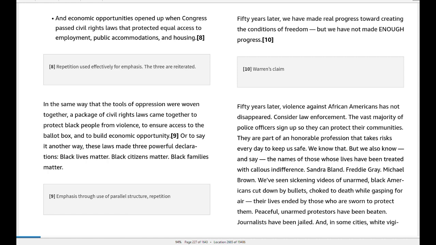50 years later, we have made real progress toward creating the conditions of freedom, but we have not made enough progress.